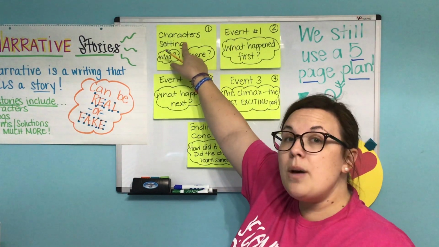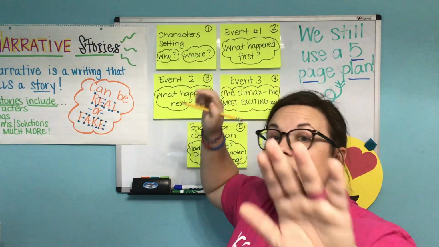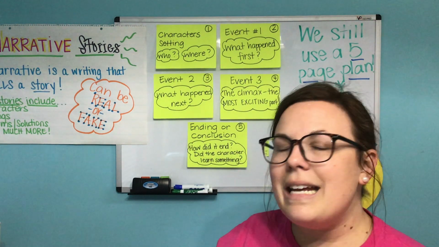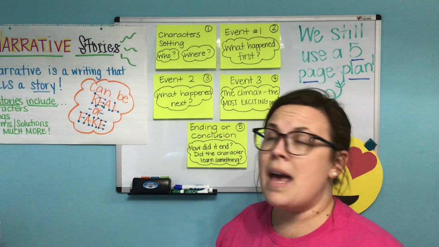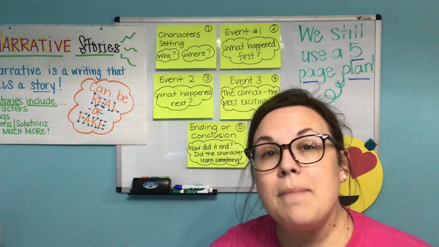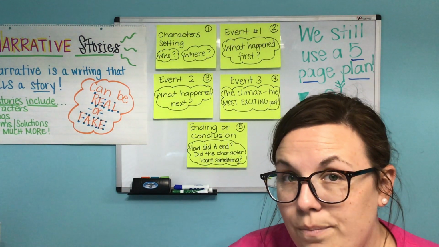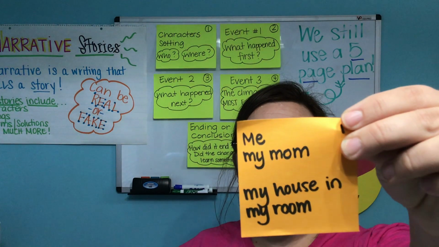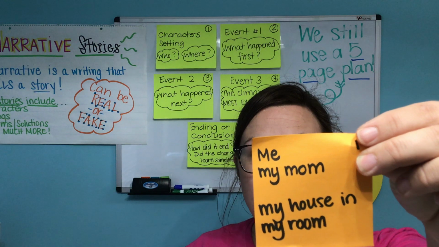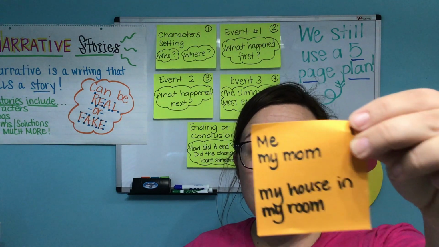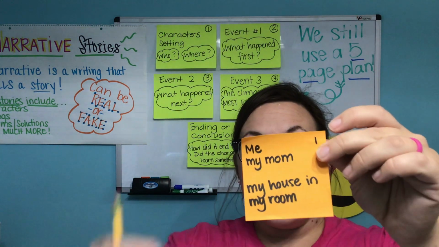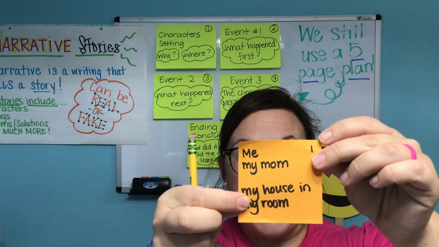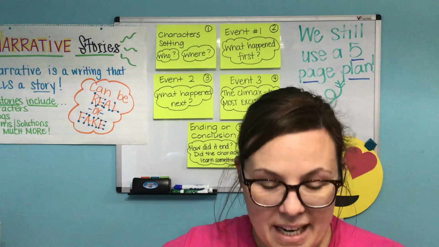Now, I put myself in my story. You don't have to put yourself in your story. You could have it about anybody, anything, made up, real, doesn't matter. For my setting, I'm going to put it in my house, in my room. All right? So my house in my room, me and my mom, that is what I'm having for sticky note number 1. So I want you right now to work on your first sticky note, and I want you to tell me who your characters are and where the setting of your story happens. Pause the video and do sticky note 1.